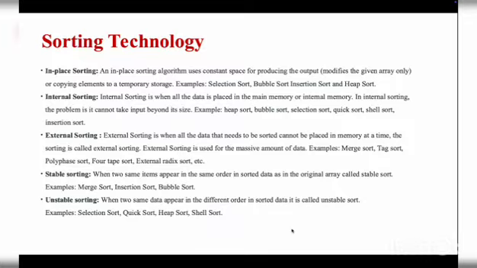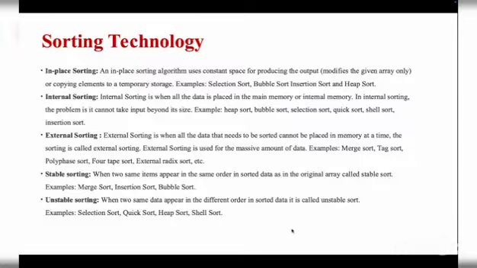And then next comes external sorting. External sorting is used when all the elements that need to be stored cannot be placed in memory at a time, and this we call external sorting, because it is used for a massive amount of data, like merge sort, external radix sort, and so on.